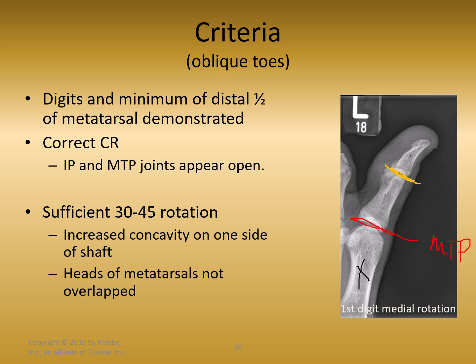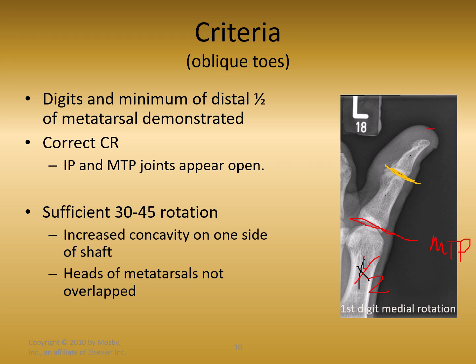And then that would be that metatarsal. We need to see at least 1/2 of that metatarsal, so we can put 1/2 right on top of it there. Once again, it's 30 to 45 degree rotation. In order to identify that the toes were rotated enough, we'll look for that concavity to be on the plantar surface of the toe. You'll see more soft tissue margin on the plantar surface of the toe.